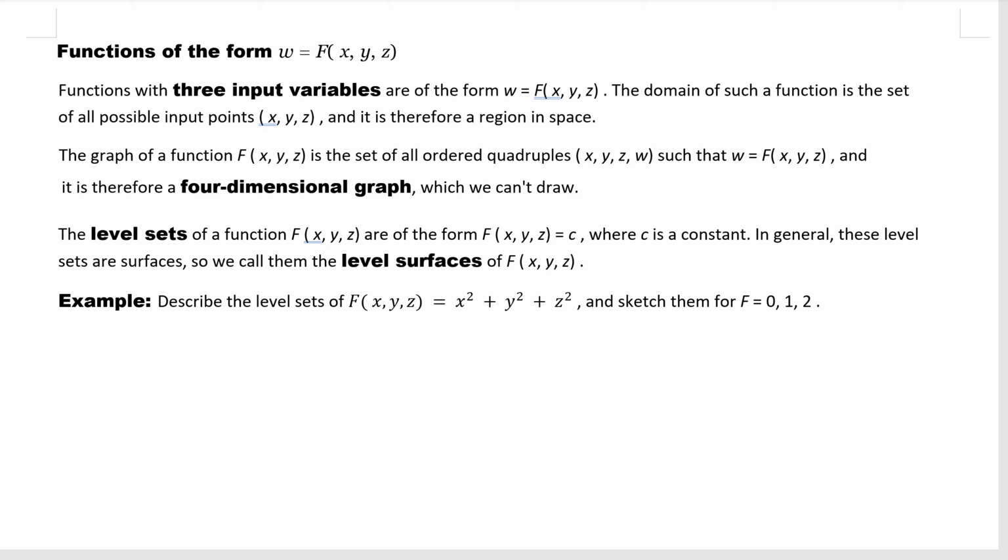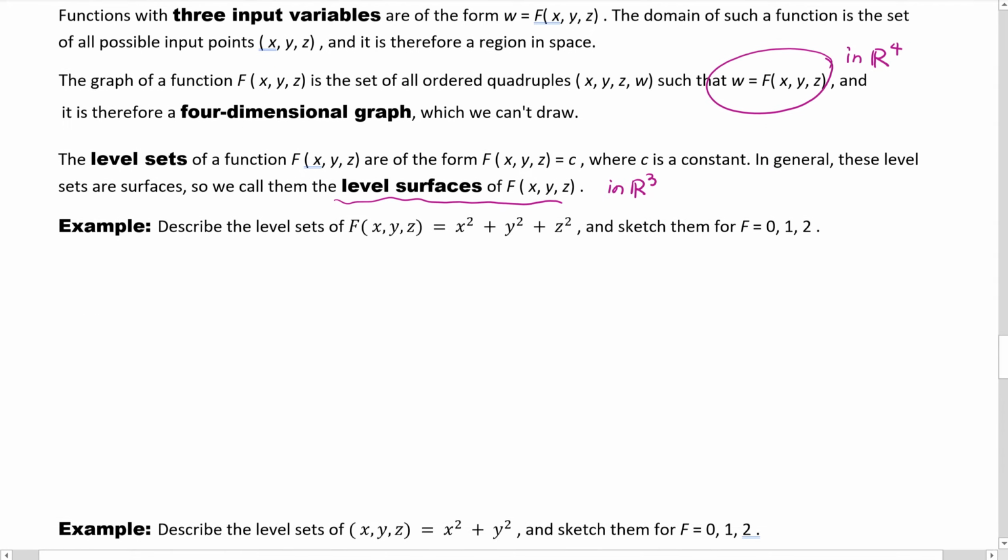So even though this function is in R4, so we cannot really draw it, the level set is actually a surface in R3, then we're able to draw it. Okay, so level surface, this is in R3, then we can draw it.